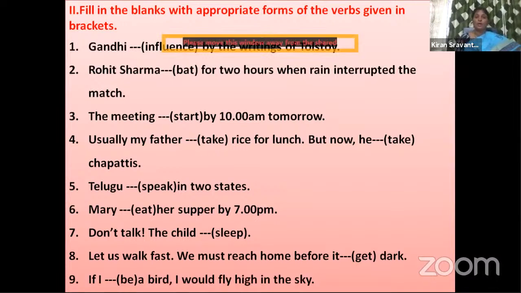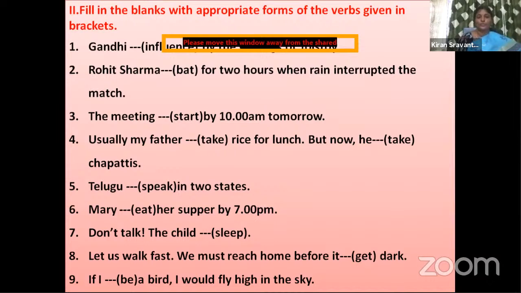Then let us walk fast. We must reach home before it gets dark. Then again, it is subject singular, third person singular, before it gets dark. And if I, then again, unfulfilled condition. When we talk about the unfulfilled conditions, we know that it should be followed by were. Yesterday, we saw some of the examples. If I were a bird, I would fly high in the sky. If I were a bird, if I were the chief minister, if I were a king. So when we talk about the unfulfilled conditions, we should use if I were.